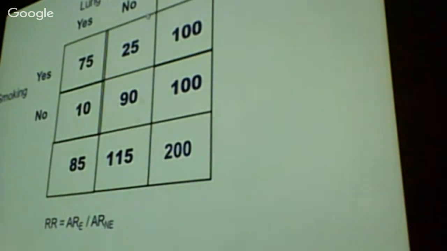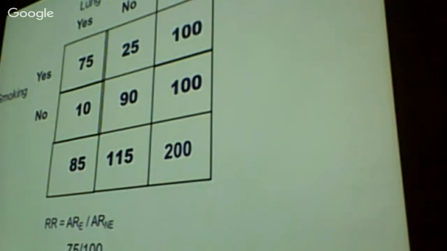Here's an example. So we saw this data already. This is smoking and lung cancer. Right? Our 200 people who followed. My relative risk is the absolute risk in the exposed group over the absolute risk in the unexposed group. Absolute risk in my exposed group is what? 75 over 100, so 75%. The absolute risk in my unexposed group is 10 over 100, or 10%. So the relative risk is 7.5.